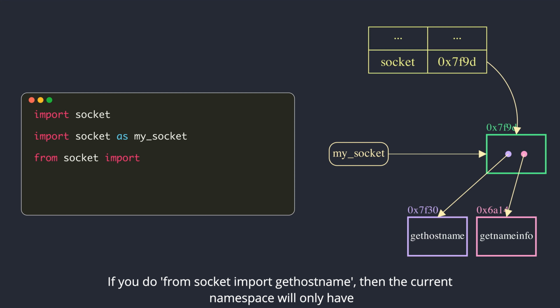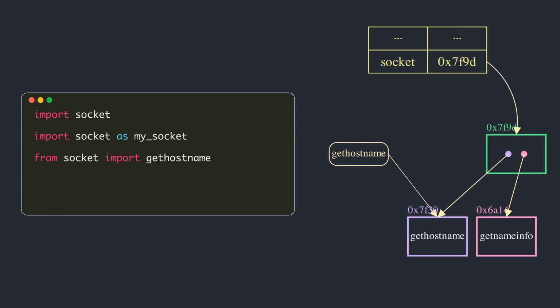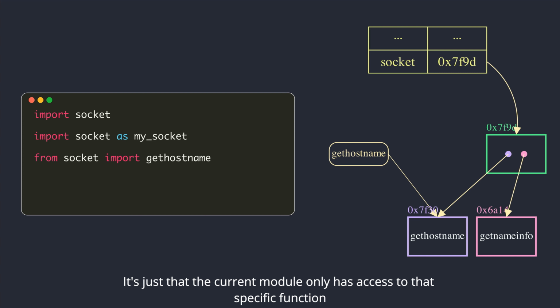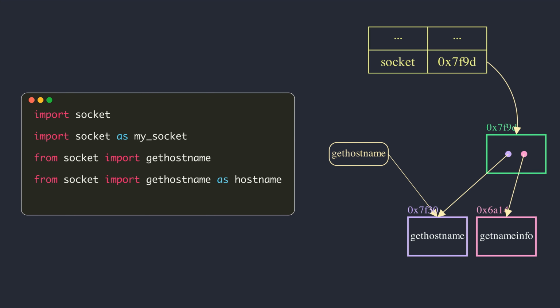If you do from socket import gethostname, then the current namespace will only have the gethostname symbol, which will be a reference to the function object. Note that even in this case, the whole module is loaded. There is no partial loading. It's just that the current module only has access to that specific function. You can also import specific attributes with a different name.